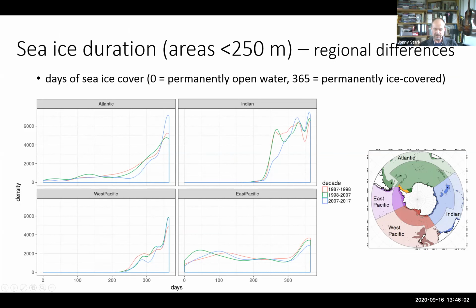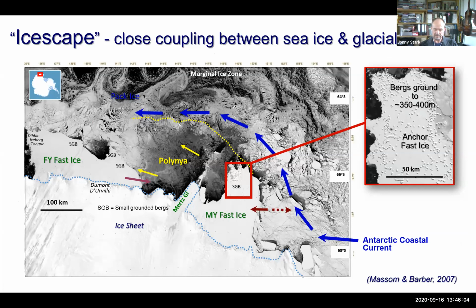So ice is actually very complex in coastal areas. It's not just sea ice, but a range of closely coupled glacial and sea ice elements. And this has been termed the Icescape. And these elements interact on regional scales to affect local ecosystems. This makes it quite difficult to predict how they will change in future.